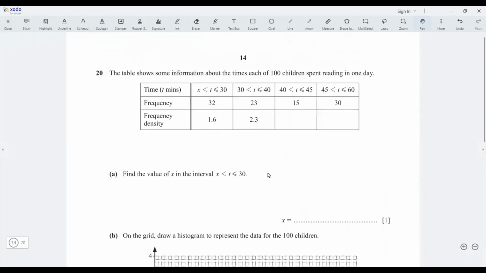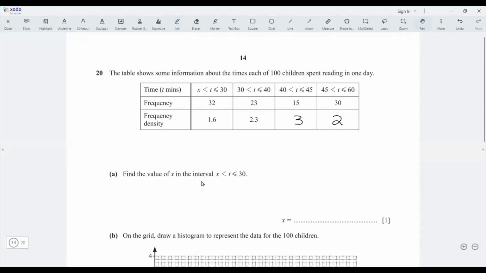So in the next question, what we need to do, we have to find the frequency densities for the question that is given here. So how to find frequency density? Divide frequency with the corresponding interval, means 15 divided by 5. Interval is 5. 15 by 5 is 3. Similarly, 30 by 15 is 2. So we have completed the table for it.